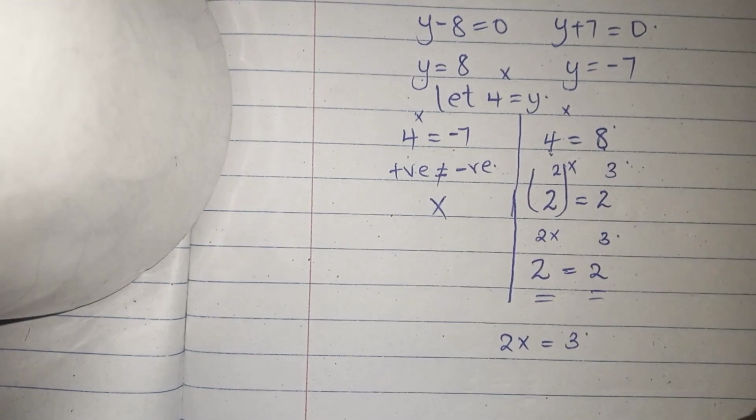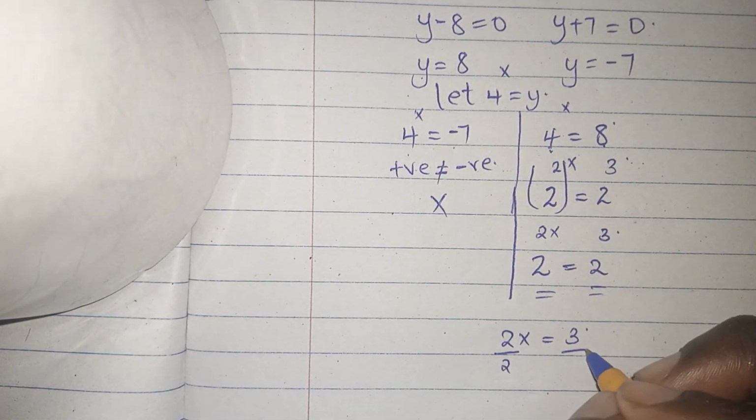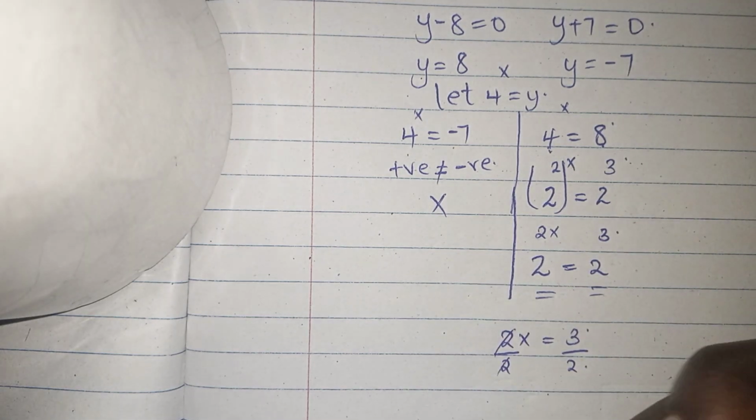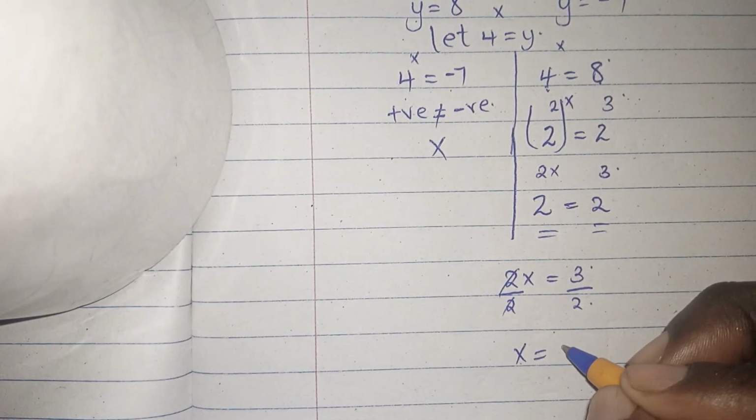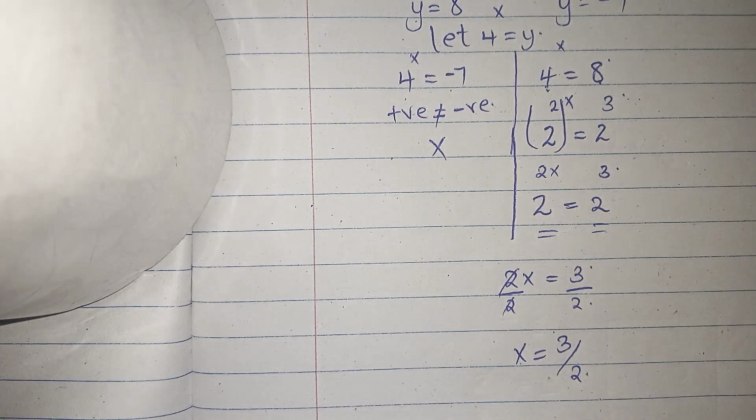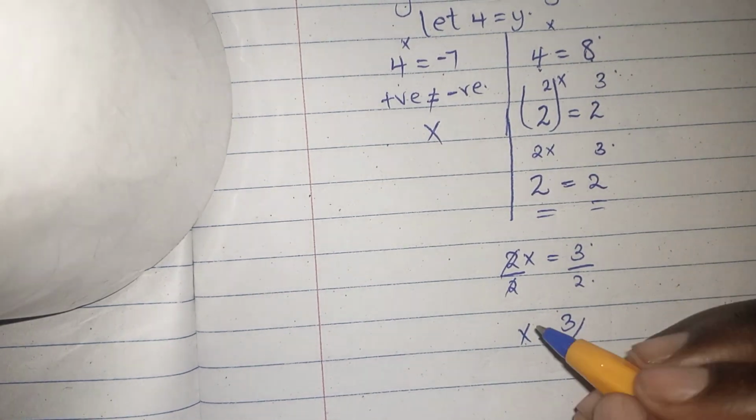We can now get the value of x. Divide here by 2, divide here by 2. So this and this will cancel. X is equals to 3 over 2. And this is our final answer.